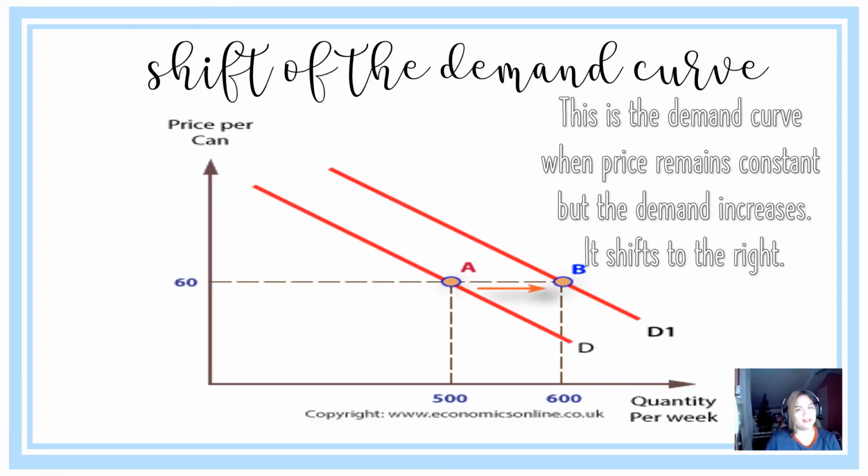We can see here that there is a shift in the demand curve. So here, we are not going to consider the price. The price would remain constant. So as you can see here, the price is only 60. But there is a shift of demand to the right. From 500, the demand increased to 600 with price remaining constant. What is the reason for that? Let's see.